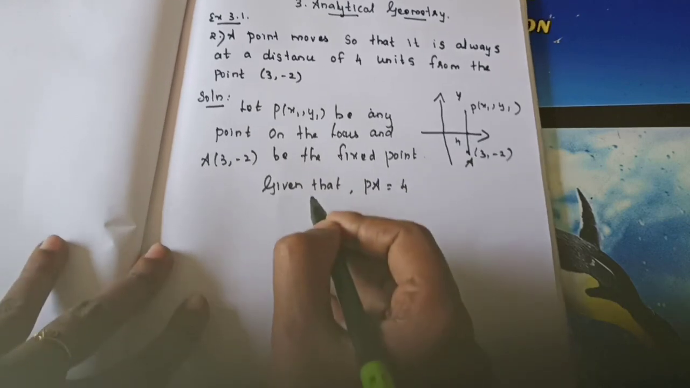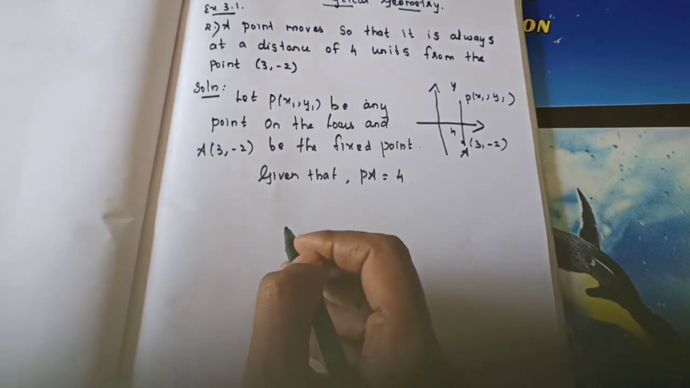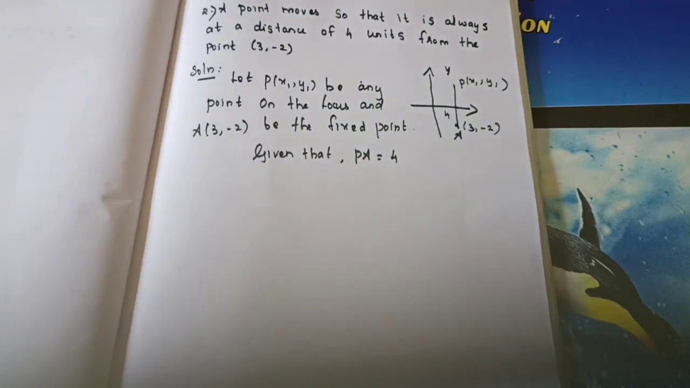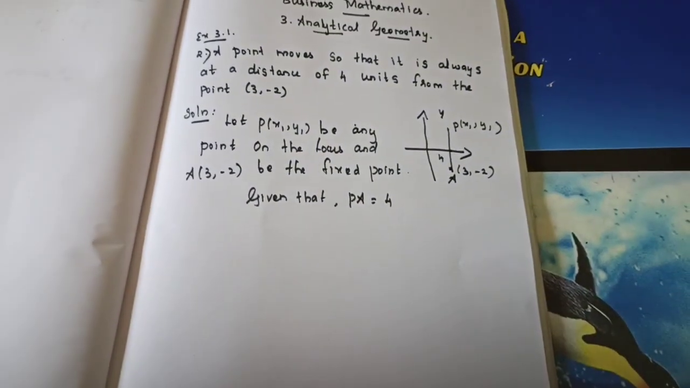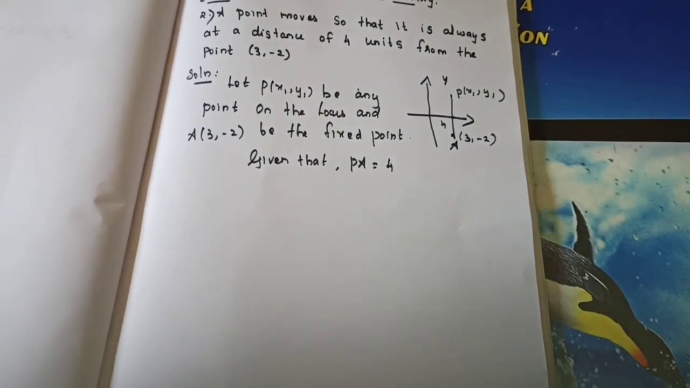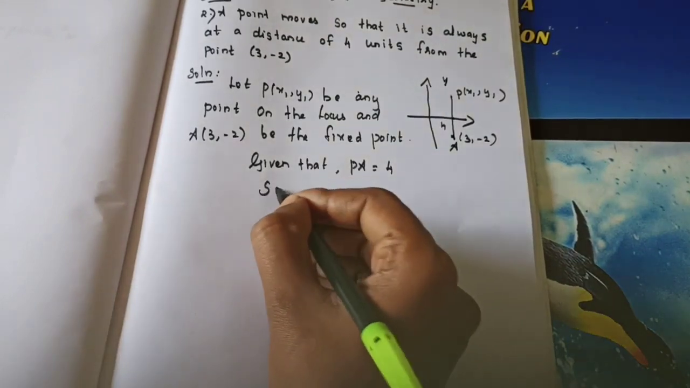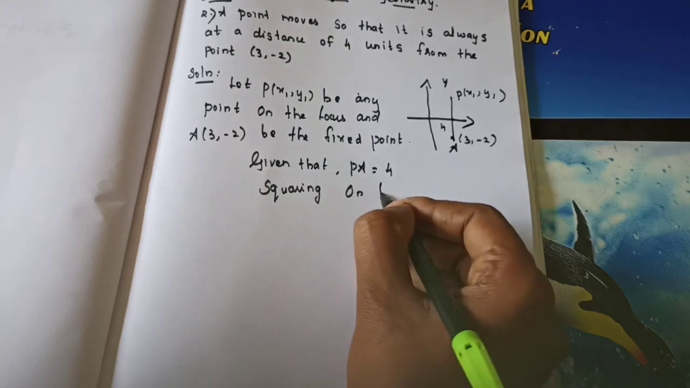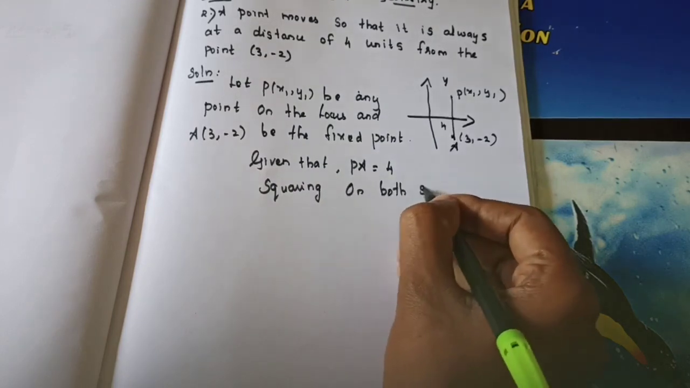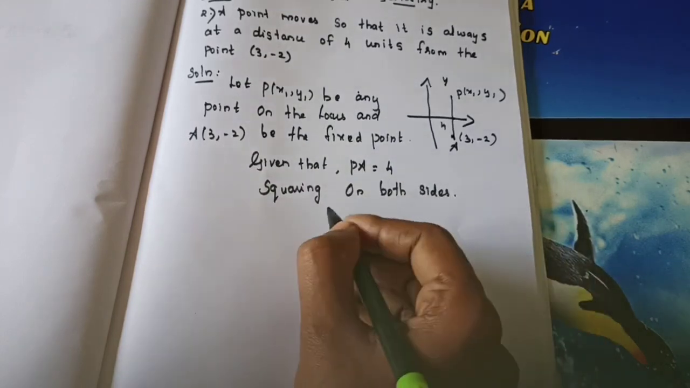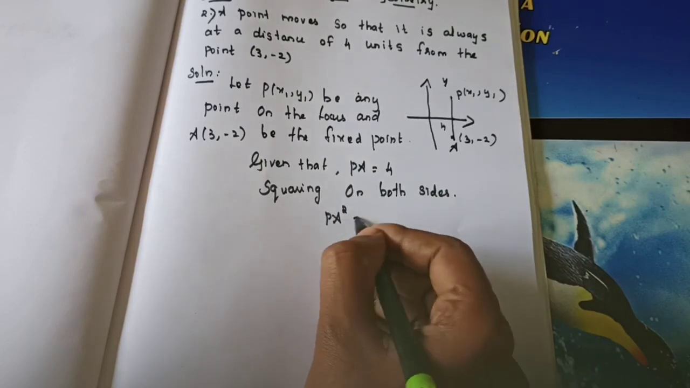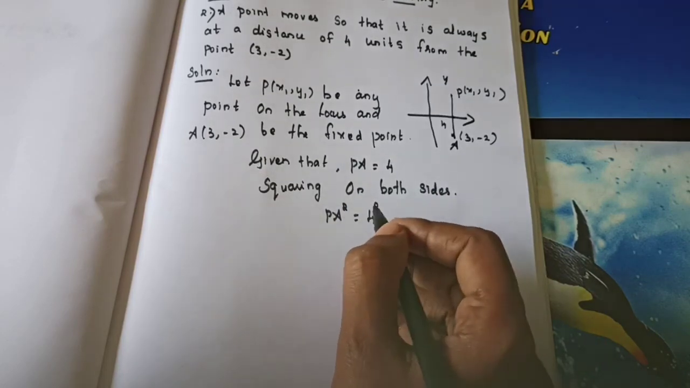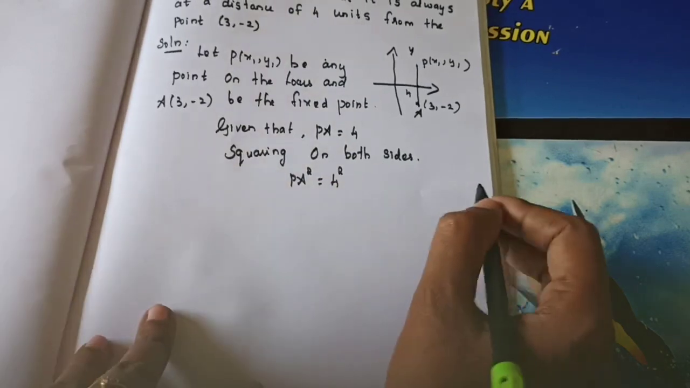So at once what will you do? We will square it, then only it will be easy for you. Squaring on both sides. If you are squaring on both sides, what will happen? PA square is equal to 4 square. Okay, so for PA square, you can apply the formula.